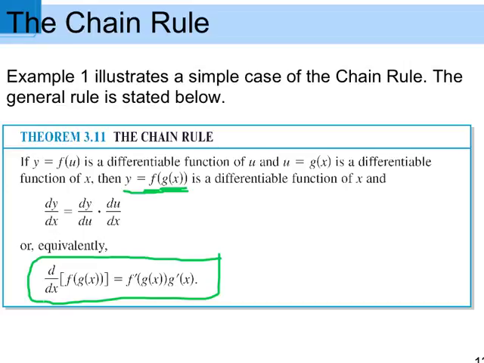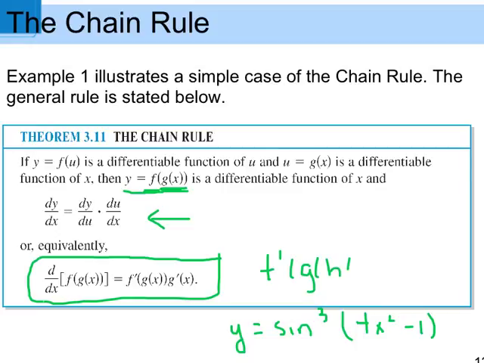Another way to write it, you'll see, is right here above this. And sometimes you have something that's even more complex. Like you might have, for a function, y equals the sine cubed of 4x squared minus 1. In that case, to get our derivative of this, we might want f prime of g of h of x times g prime of h of x times h prime of x.